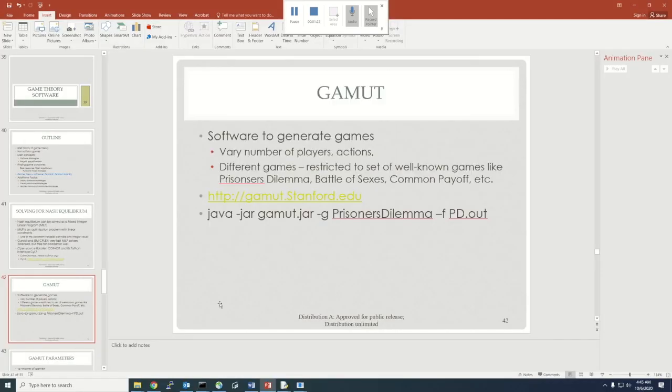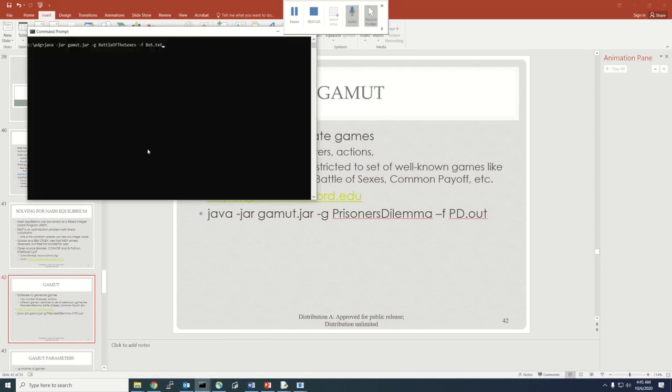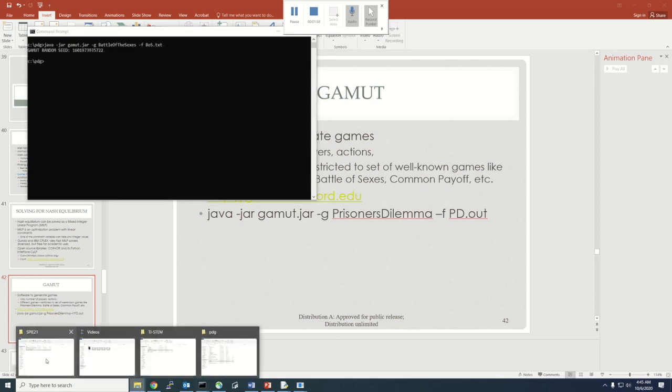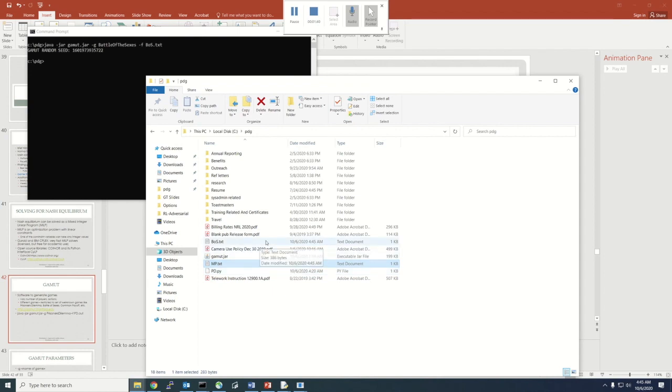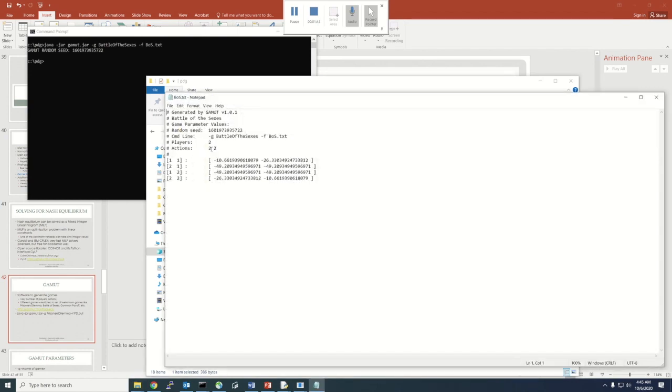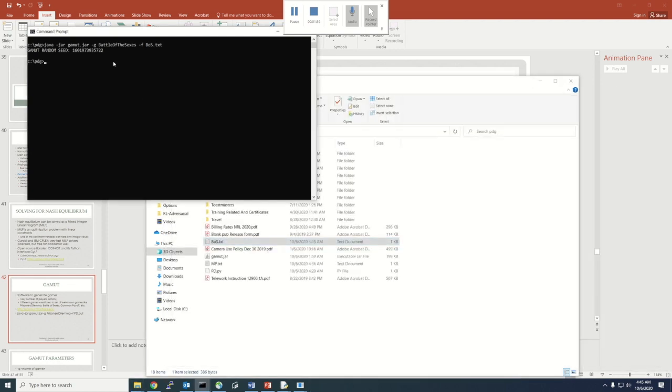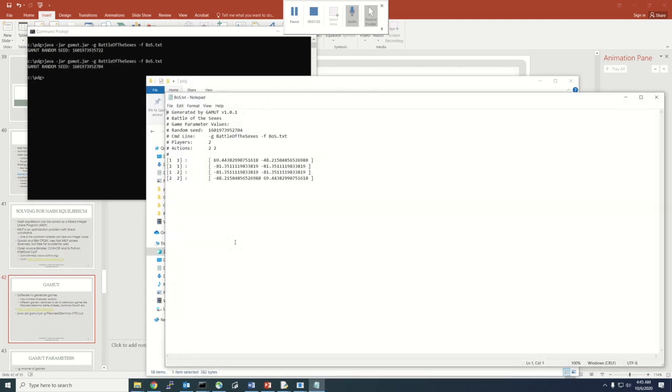Let me show you in a bit on the command line what it looks like. So here I have a command, java -jar gamut.jar, and I'm creating an instance of the Battle of the Sexes game and outputting it to bos.txt. So when I hit enter, the bos.txt file has been created, and let me open that and show you. So this is the payoff matrix for the different joint actions. Now the good thing about Battle of the Sexes is that every time you run it, it randomizes the seed and creates a new instance of the game. So I ran it again and now you see that the payoff matrix is a fresh one.